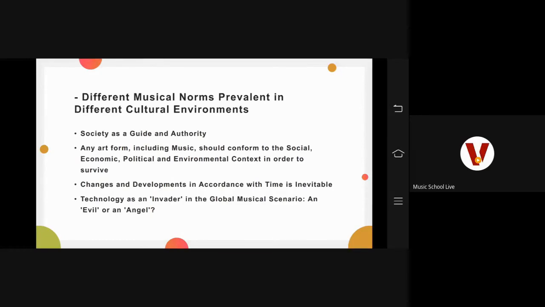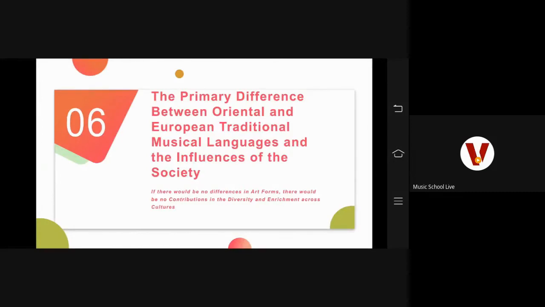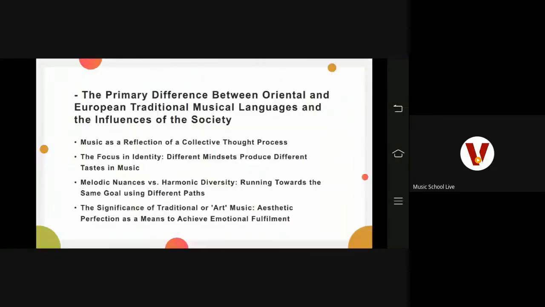Okay. Next thing. Chapter 6. The primary difference between Oriental and European traditional musical languages and the influence of the society. There are obviously a lot of differences, and one might say that this is not desirable, but I would say it is, because if all were the same, then there would be no diversity, no variation whatsoever. Okay, let's see what they are.